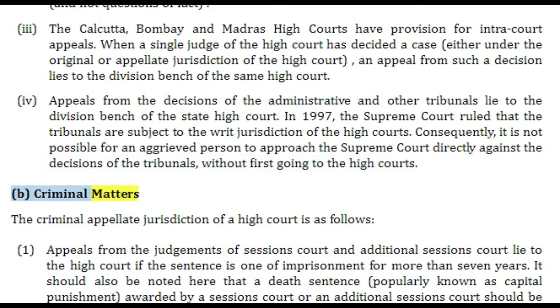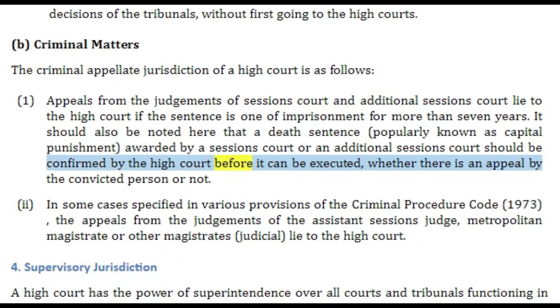B. Criminal matters. The criminal appellate jurisdiction of a High Court is as follows. 1. Appeals from the judgments of Sessions Court and Additional Sessions Court lie to the High Court if the sentence is one of imprisonment for more than 7 years. It should also be noted here that a death sentence, popularly known as capital punishment, awarded by a Sessions Court or an Additional Sessions Court should be confirmed by the High Court before it can be executed, whether there is an appeal by the convicted person or not.